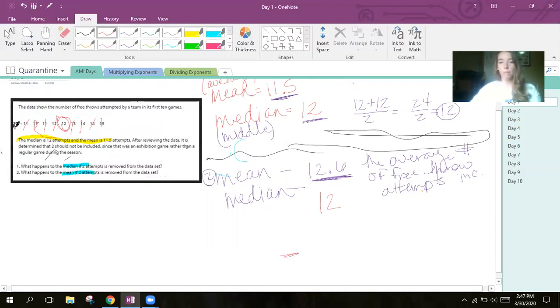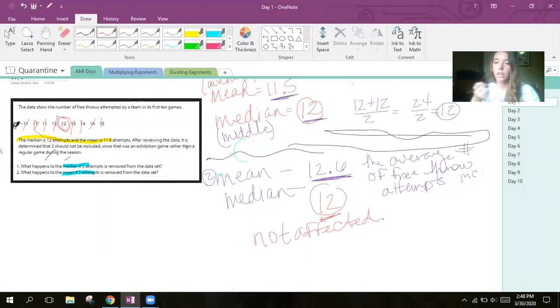Okay, so it wants to know what happens, whoops, that's not right. It wants to know what happens to our median when the 2 is removed, and you can see our median up here was 12, and our median down here is 12, so nothing really changed. So it was not affected. Okay, so when we have those extremes, those low numbers or the high numbers in our data set, we think all the way back to the beginning of the year, we learned that the median is not affected by those extreme values as much.